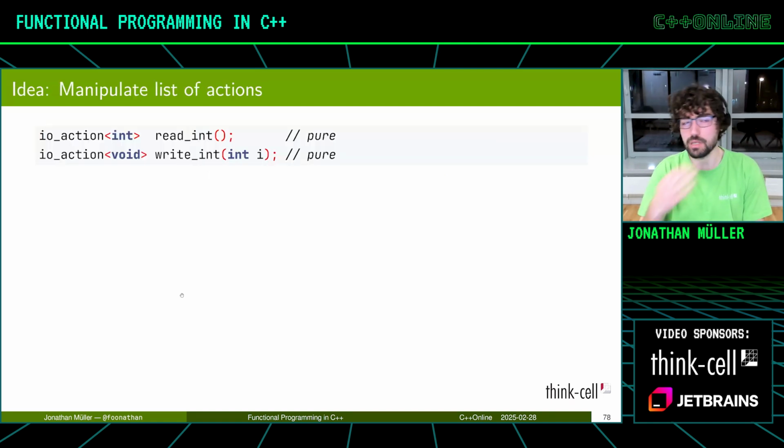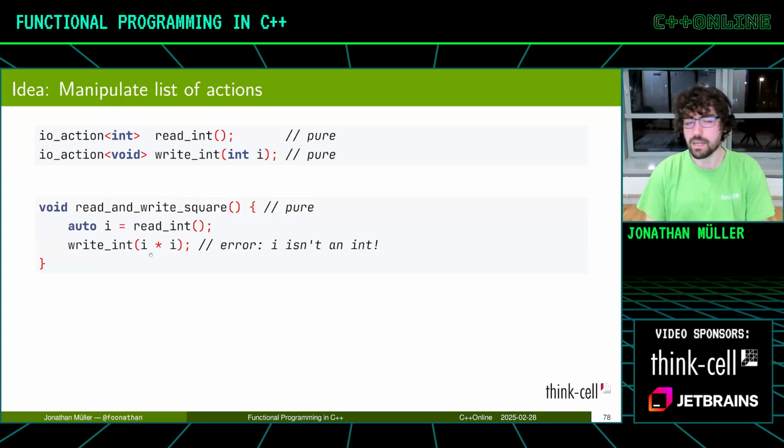Well, the idea is you cheat. Instead of directly getting an int, you talk about actions. So the readInt function doesn't return an int, it returns an action that will read an int. And the writeInt function doesn't do anything, it simply returns an action that will write an int. And these are pure functions, because every time you call it, you get the same action back. Because they don't do anything, they simply describe what should be done.